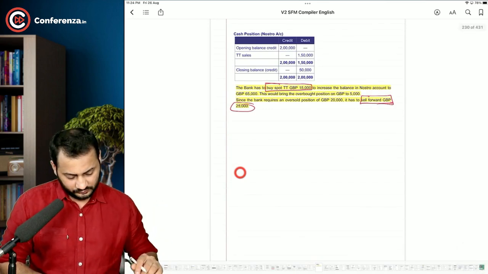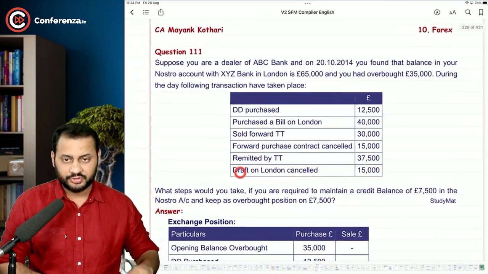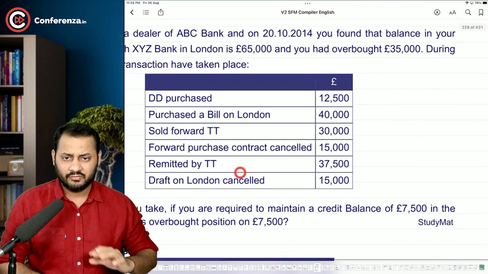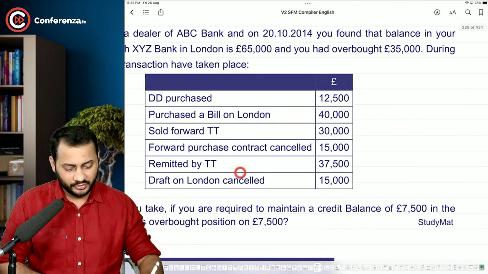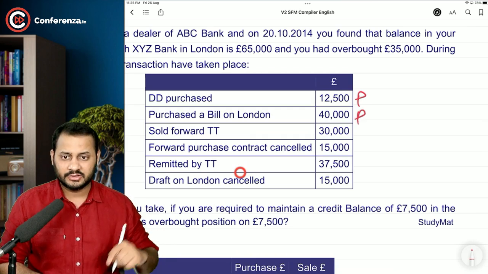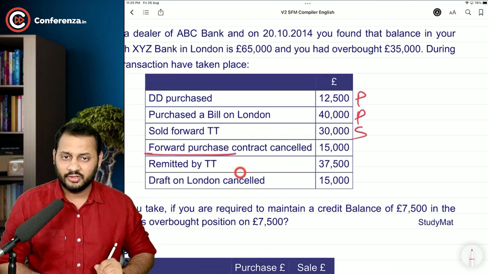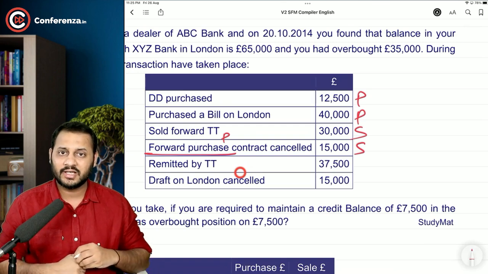Now, see, in this question number 111, everything is like this. And I think we have covered everything. DD purchased: if you purchase the demand draft, you are going to write it in the purchase column. Purchased a bill, write it in the purchase column. Sold forward, write it in the sales column. Forward purchase contract cancelled: when you entered into the forward purchase, it was in the purchase column. Now you will write it in the sales column because it got cancelled.